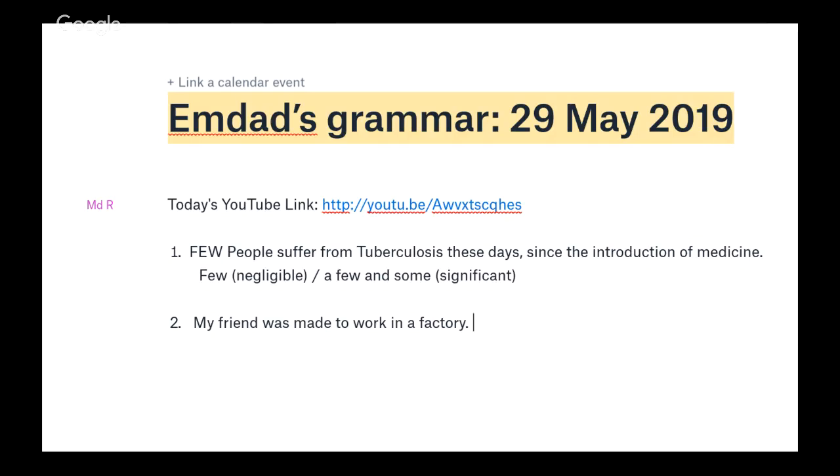So, my friend was made to work in a factory. Suppose Dhiren is my friend, he didn't like working in a factory, but someone forced him. So my friend Dhiren was made to work in a factory. Now, what can you see in this sentence? Do you think this sentence is right or is there a mistake in this particular sentence? Tell me.